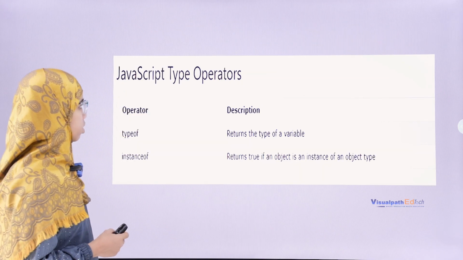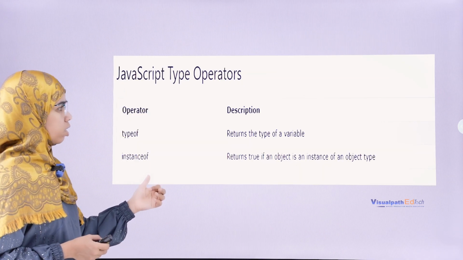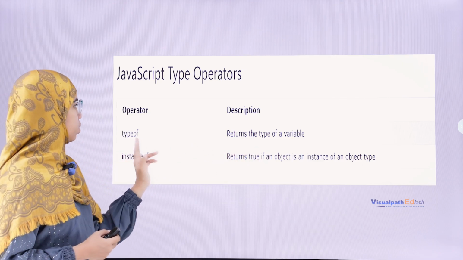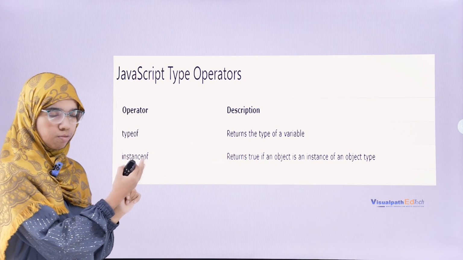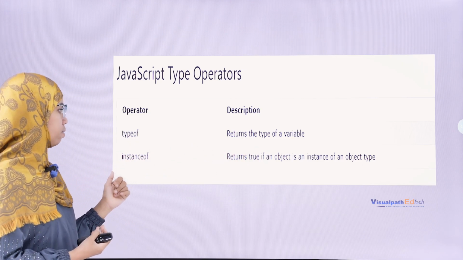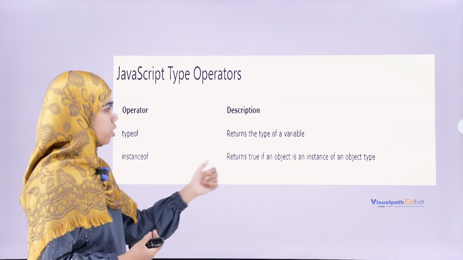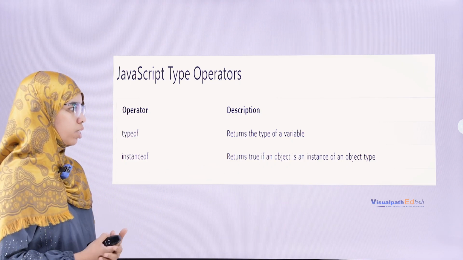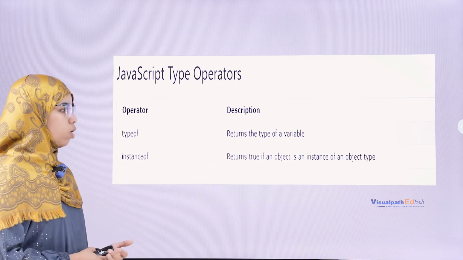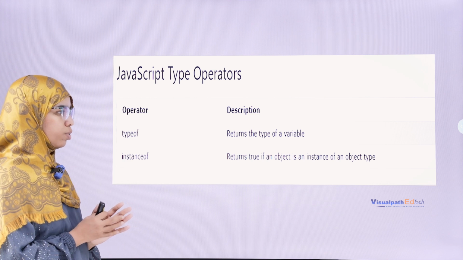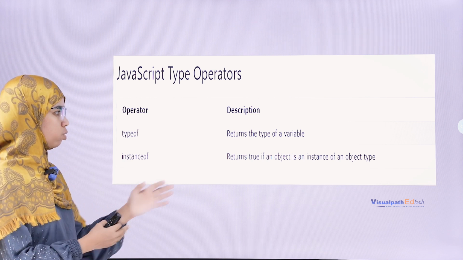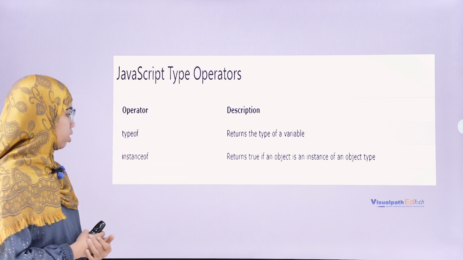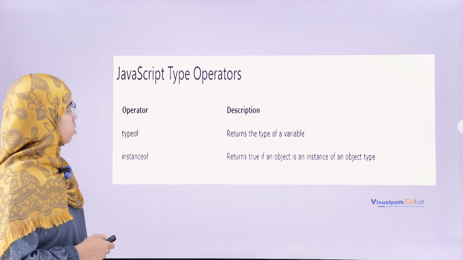Now coming to the type operators. typeof is going to return the type of the variable, like we have sizeof in other languages. So here we have typeof and instanceof. instanceof is going to return true if an object is an instance of the given type. If that is the type of the object that we are referring to, then it will give us true. If not, it will return false.